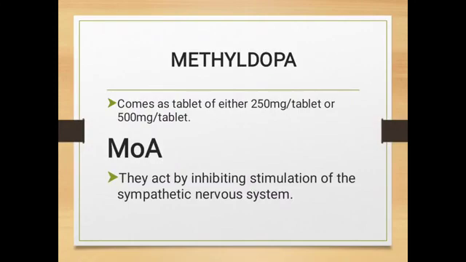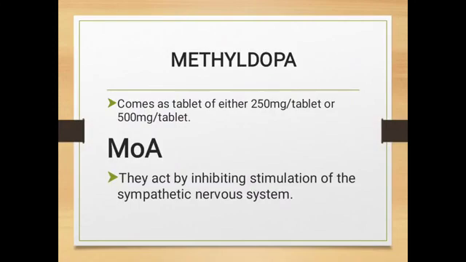The dosage, when it comes to the presentation for methyldopa, it comes as a tablet of either 250 milligrams or a tablet of 500 milligrams, and that is its presentation. When it comes to the mode of action, methyldopa acts by inhibiting stimulation of the sympathetic nervous system. So it inhibits stimulation of the sympathetic nervous system.